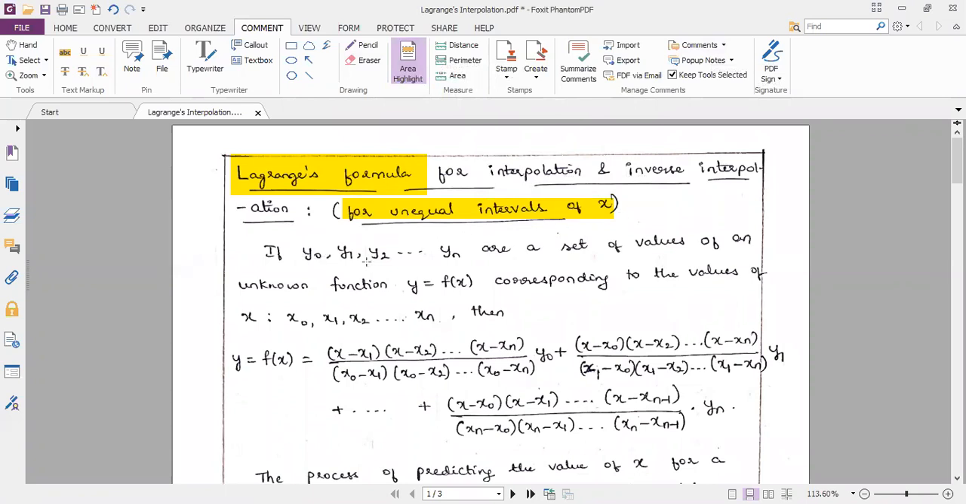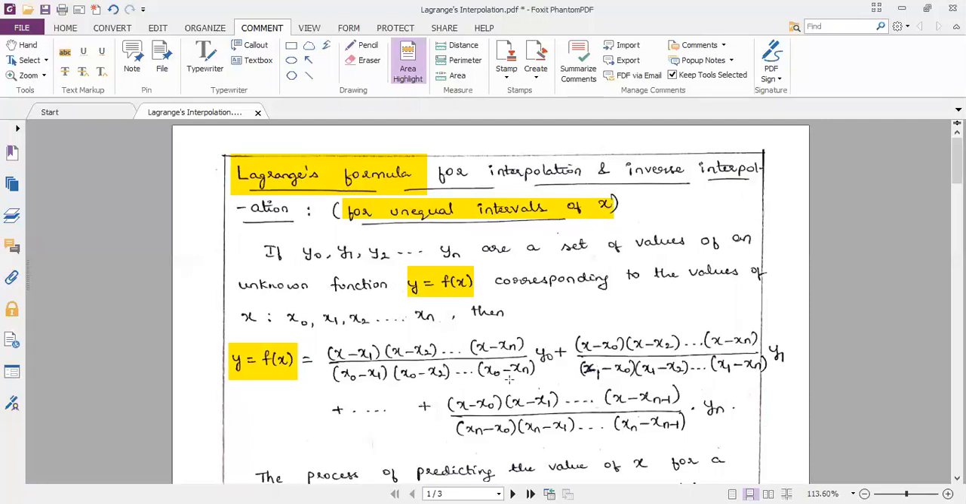Suppose y0, y1, y2, etc. up to yn are a set of values of an unknown function y is equal to f of x corresponding to the values of x, where x takes the value x0, x1, x2, etc. up to xn. Then Lagrange's formula is given by y is equal to f of x, which is equal to x minus x1 into x minus x2, etc. up to x minus xn, whole divided by x0 minus x1, x0 minus x2, etc.